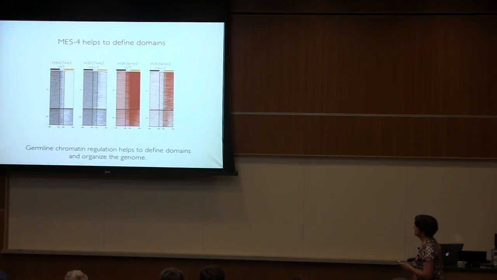If we look genome-wide in a heat map, I point you to the K36, these are all inactive regions, border active regions. You can see here there's a lot of K36 that goes from the active region into the border, and now we lose all of that here, and the active region gets smaller here in MES4 RNAi, and we see the K27 spilling out into the active regions. And so based on this, we can say that the germline chromatin organization, since MES4 is a germline-specific enzyme, is helping to define the domains and is important in helping to organize these chromatin domains.